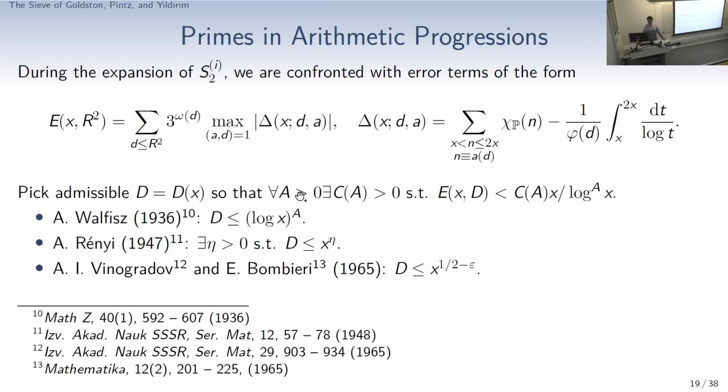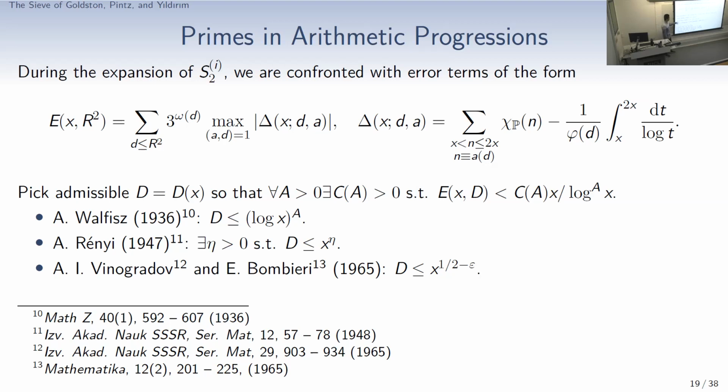And so here are some results on the estimation of this kind of error terms, because it's not a new thing in the GPY sieve. It also appeared in other sorts of problems. And the first result concerning this kind of estimation is Walfisz. It shows that when d is less than a fixed power of log x, the error term will be well controlled. And in 1947, Rényi proved that there's some positive number eta such that when d equals x to this small positive power, the error term will still be well controlled.